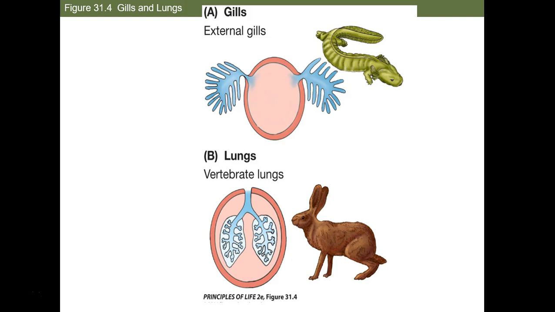You can see a diagram of gills on the top. They are folded away from the body and surrounded by water to receive oxygen. Lungs are illustrated on the bottom. They are invaginated and folded into the body, unlike the gills. Also, lungs contain the medium with the oxygen.